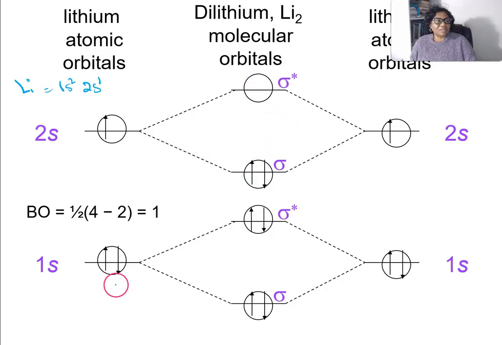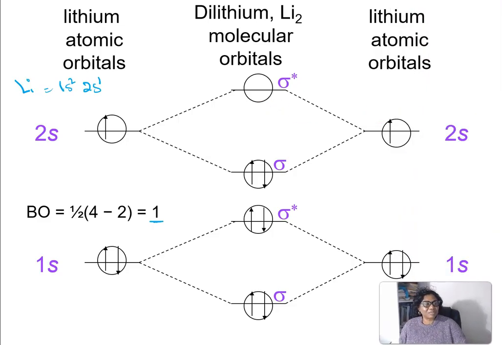Now they want to calculate the bond order. The bonding orbitals have 4 electrons, minus the 2 in the anti-bonding, so 4 minus 2, divided by 2, you have 1. So it's telling us that this molecule can exist. That's what it's telling us when you have a bond order like that. It shows that you can have a Li2 molecule. Experimentally, let's see whether it has been proven.